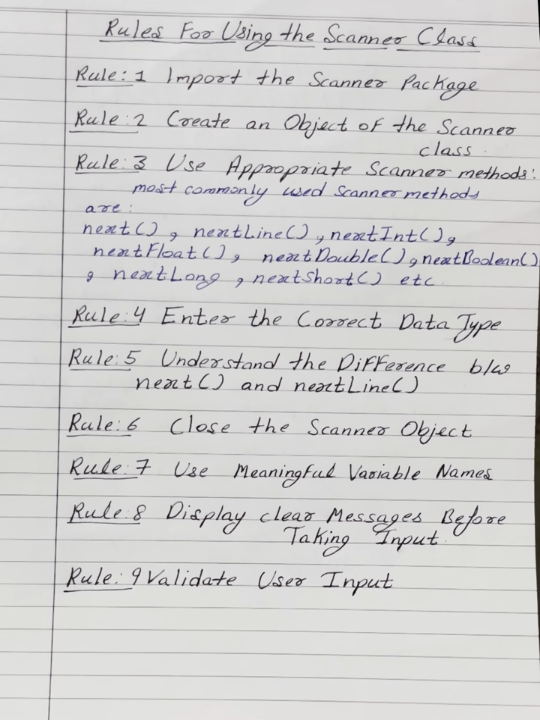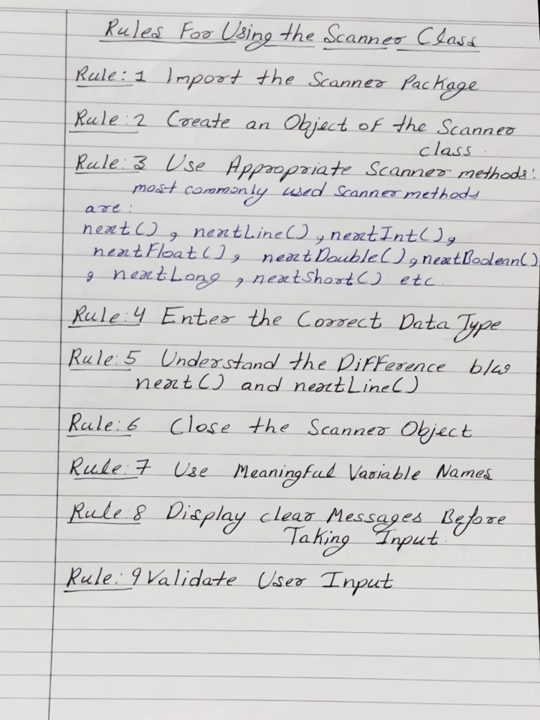Now, the next and final rule is to validate user input. In real-world applications, a program should verify that the entered data is valid before processing it. For example, if a program asks a person's age, it should reject negative values because they are not meaningful. These input validations also make the program more reliable and user friendly.